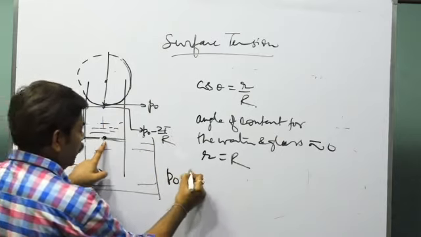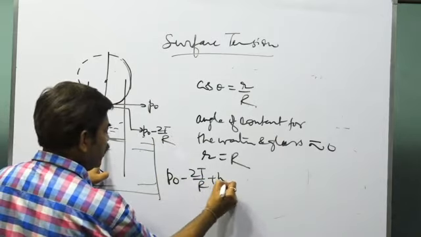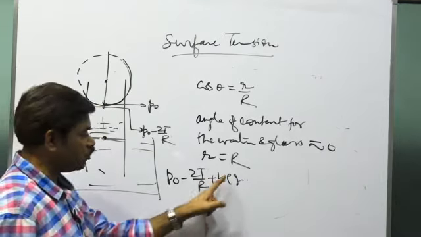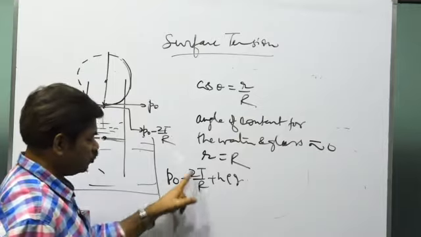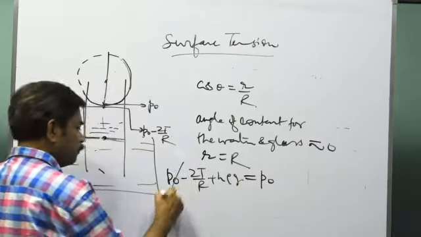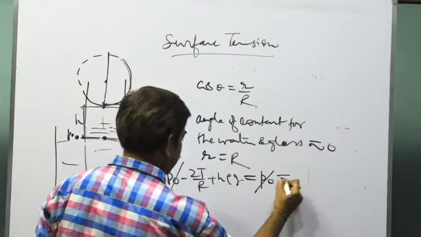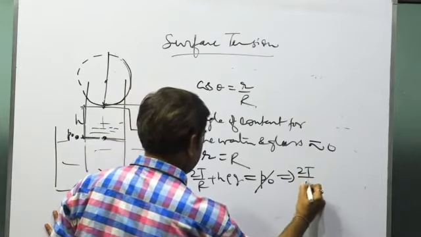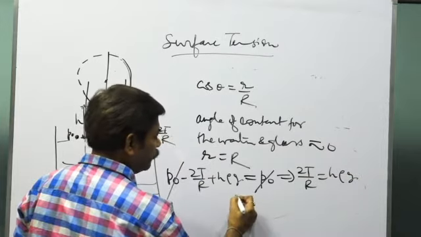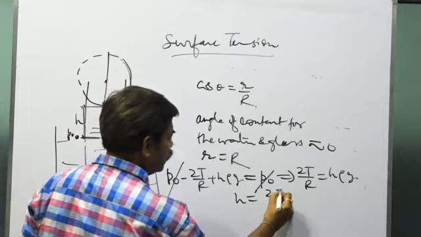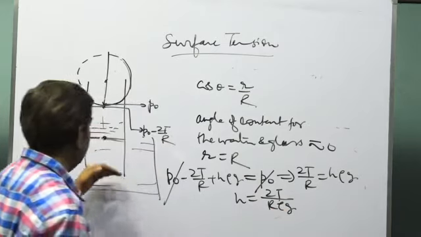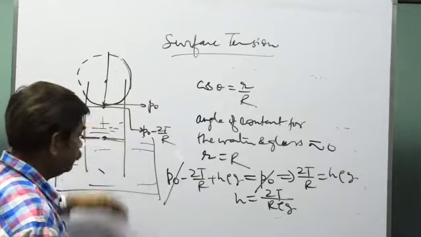So P naught minus 2T by R plus h rho g. The column of height h will produce the pressure h rho g. So P naught minus 2T by R plus h rho g, that will be equal to what? P naught. So P naught and P naught get cancelled, and we get that 2T by R equals what? h rho g. That is, h equals 2T by R rho g. This is the height attained in the capillary.